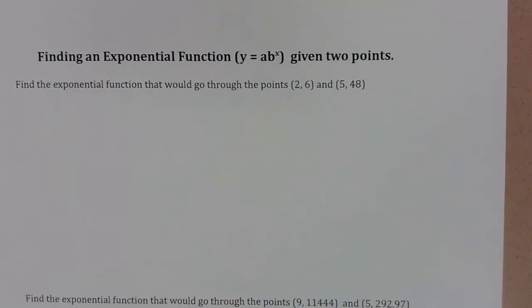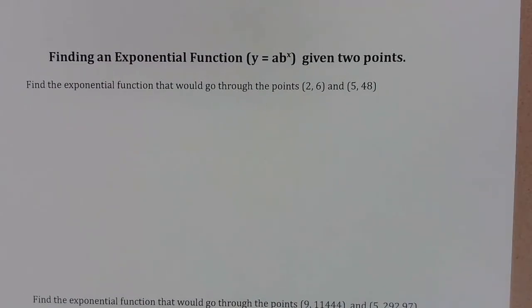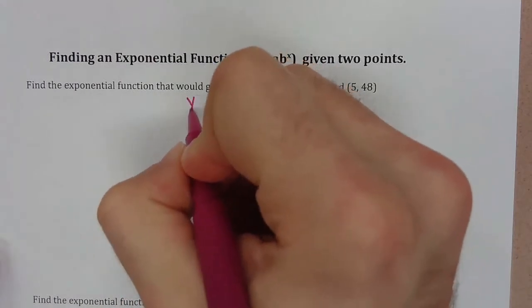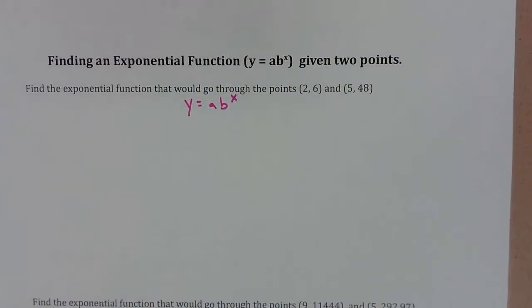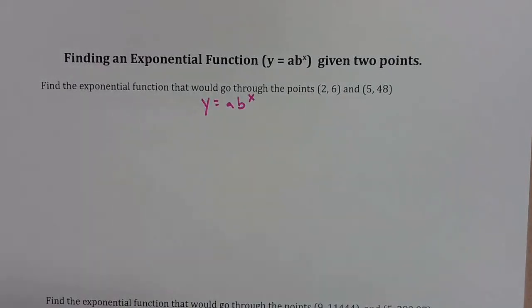Find an exponential function given 2 points. So now we're going to take our 2 points and do something like we just did. Because it's exponential, we're going to start with y equals ab to the x. Now this process is a little different. We're going to set up 2 separate exponential equations using our points.